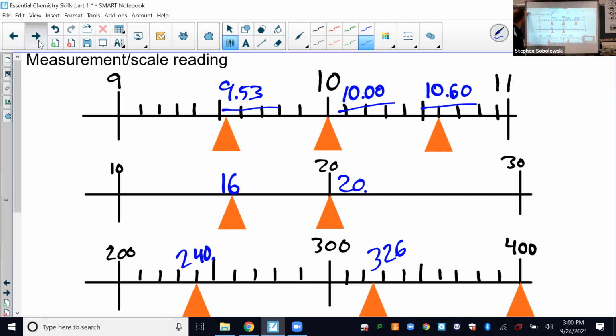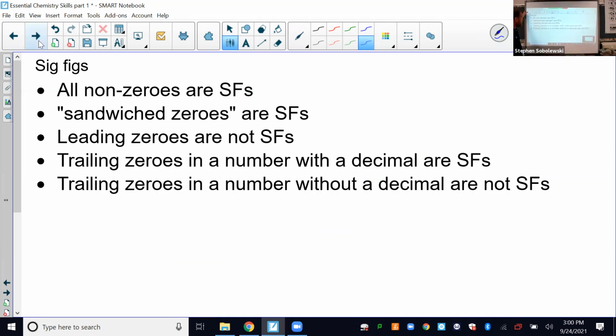All right, I think that's it for measurement scale reading. Next, sig figs. Sig figs is often a daunting topic for students. It is an important one though. What's important about sig figs is that we need to be able to match the quality of our calculations to the quality of our measurements.